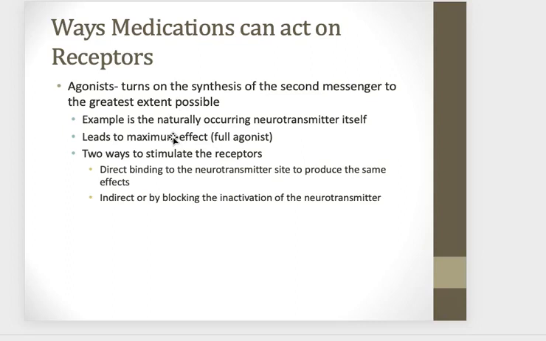So an agonist turns on the synthesis of the second messenger to the greatest extent possible, or it activates that receptor as much as it can. It is what that receptor is made for. It hits it, and it is able to fulfill its action that it needs to. A good example is a dopamine receptor. Dopamine itself hitting that receptor provides the full effect.